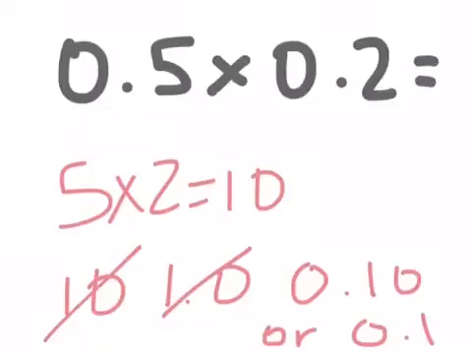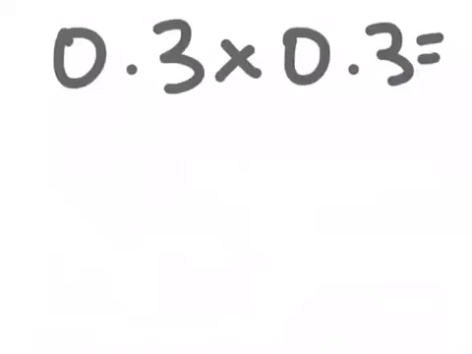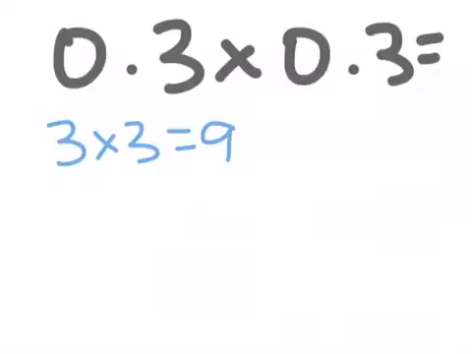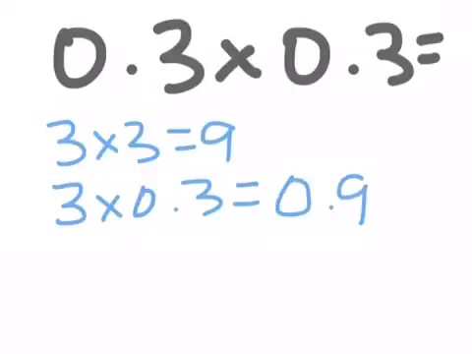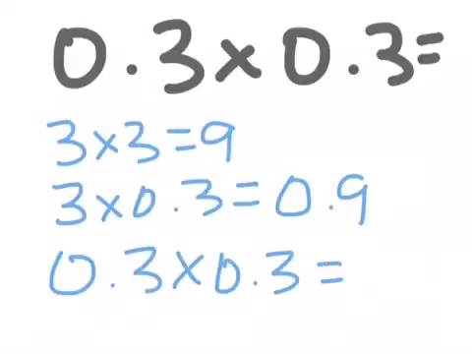They are equivalent. The next example is 3/10 times 3/10. Well, I know that 3 times 3 equals 9, but I know that's far too big of a number for the answer here. I also know that 3 times 3/10 is 9/10. Again, that's far too big of a number. So 3/10 times 3/10 has to equal 9/100ths.